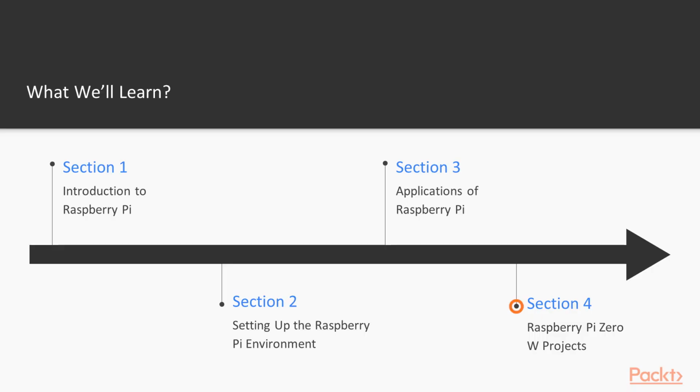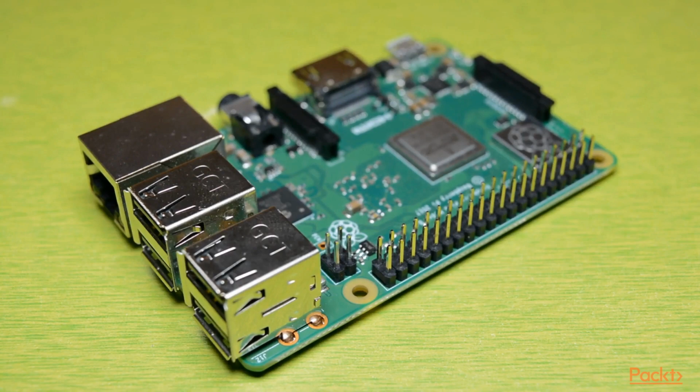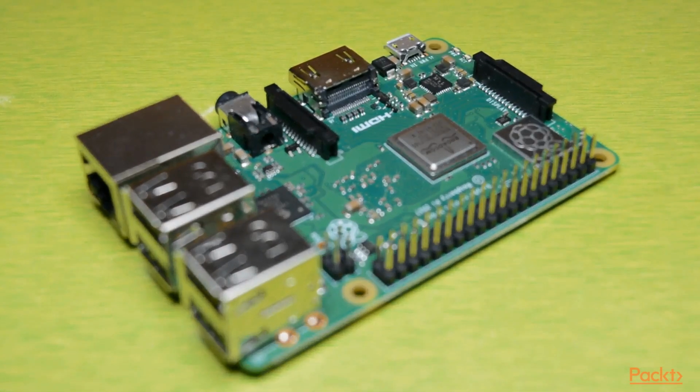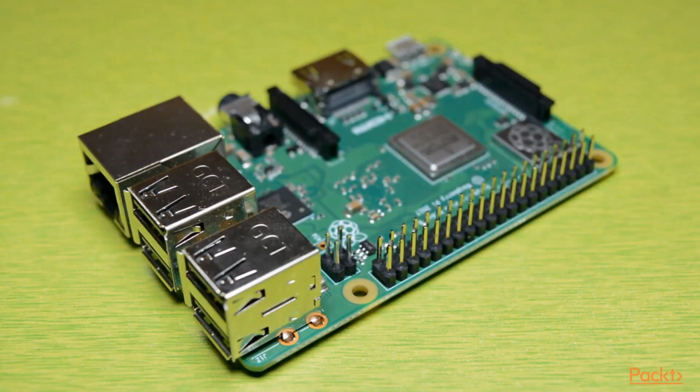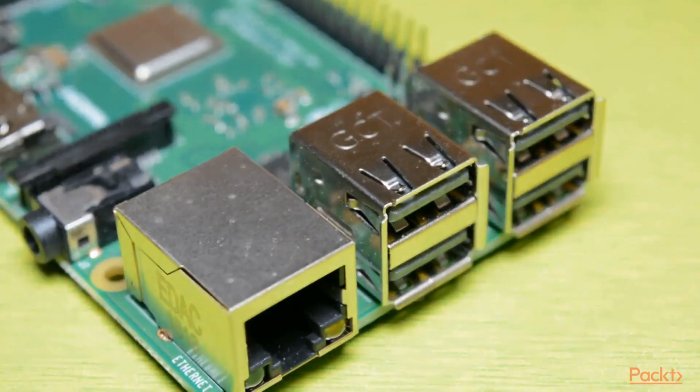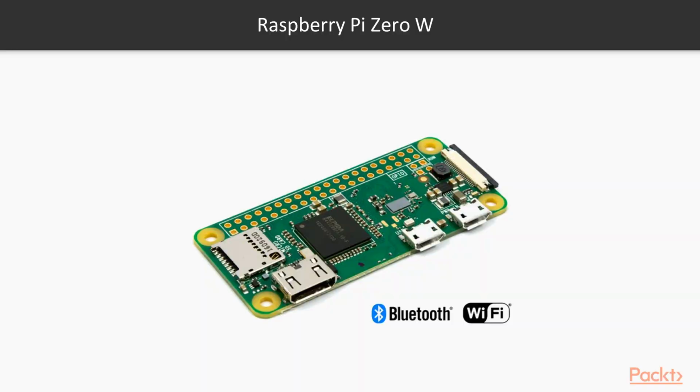We will talk about the projects that we can make using the Raspberry Pi ZW. Now in this course, we will not start from 0. In fact, we are going to start from -1. So if you don't know anything about the Raspberry Pi, that's okay. In the 4th section, we will talk about the smaller version of Raspberry Pi, and that is Raspberry Pi ZW.